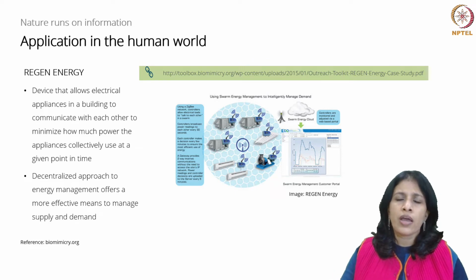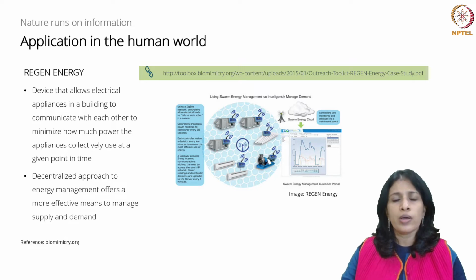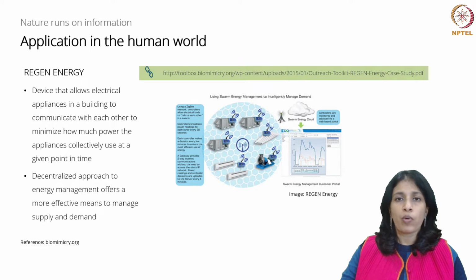What they have created is a decentralized network of appliances within a building. Now, these appliances talk to each other to ensure that the collective power consumption of the appliances is kept to an optimal level. So instead of using a top-down approach where each appliance talks to a server, they talk to each other. They determine how to optimize the amount of energy that they use in order to keep the energy consumption peak loads at an optimal level.